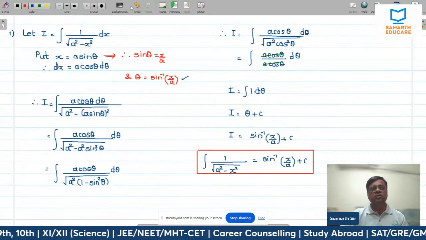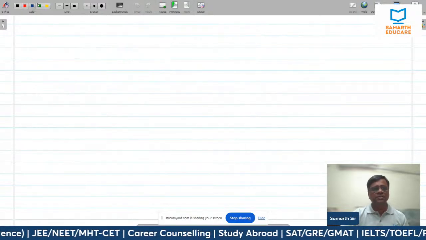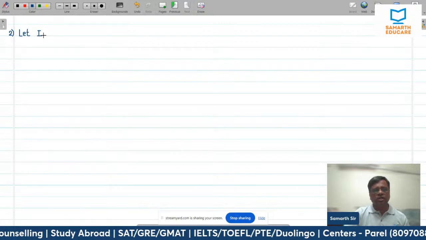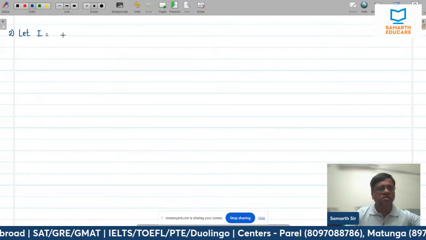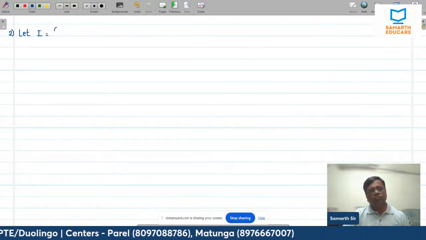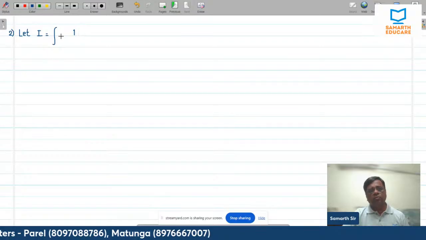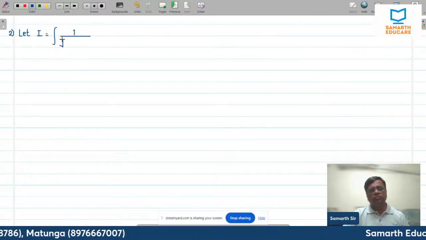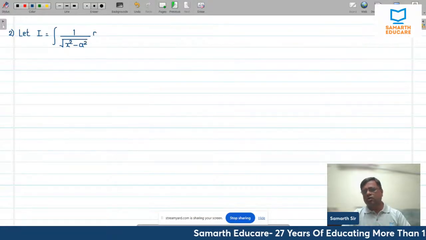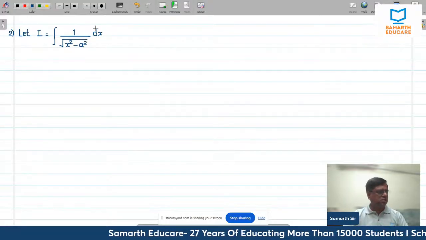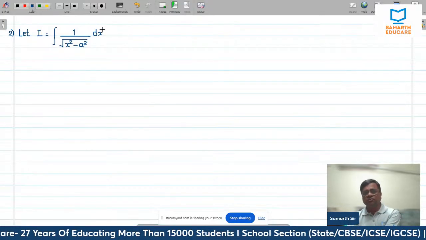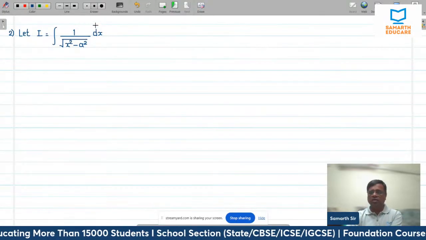That is the difference. The next one in this series: let I equal to the integration of 1 upon root of x square minus a square. Now this is going to be very interesting for us. All right. Now, as usual, again I'm saying we are not using our brain here; these are the standard substitutions that we learned in derivatives. So what will we do here?